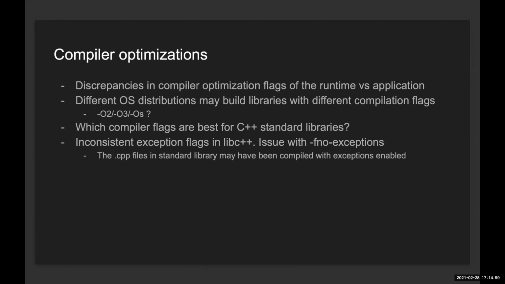I'm not 100% sure whether there is a correctness issue with the C++ standard library, because I do not look at every line of code in the CPP files. But in general, if you have two translation units where one is compiled with exceptions and the other is not, you may end up with correctness issues. So some careful investigation is required here.